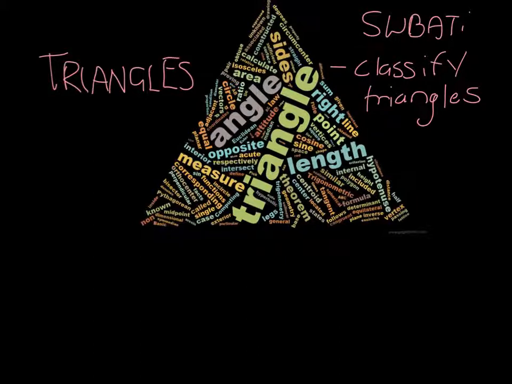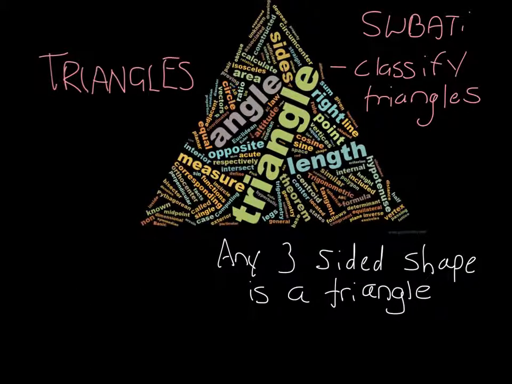But before we do that, we need to know what a triangle actually is. A triangle is any three-sided shape. Remember we said in the last video that something like this wouldn't be a triangle because it's only got two sides. This curved thing here is not actually a side. You probably know what triangles look like. You would have come across them many times before. But today we're going to look at the different types of triangles.